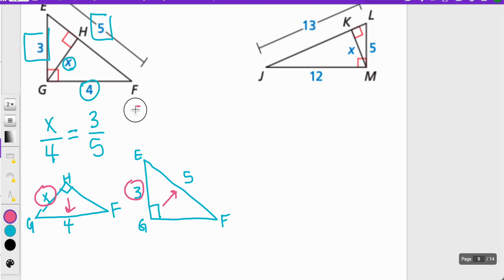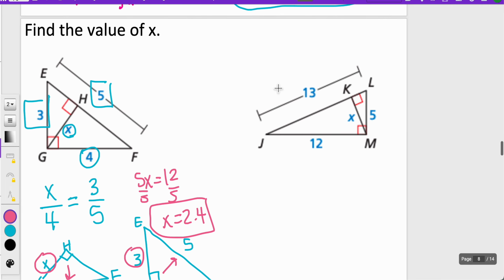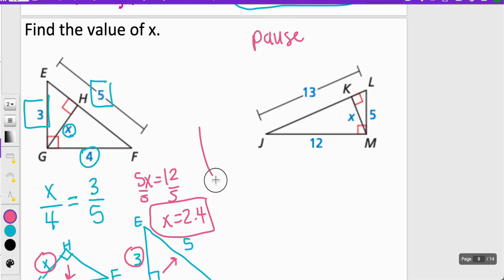So when I cross multiply, I'm going to get 5x is equal to 12. Divide both sides by 5. X is 2.4. Maybe see if you can try this one on your own, see if you feel a bit more confident. When you're done, go ahead and click play. So let's pause this one, try it on your own, check it by clicking play.